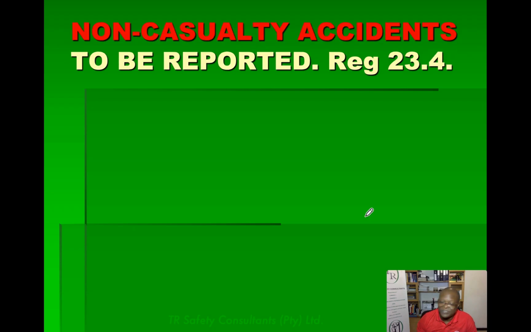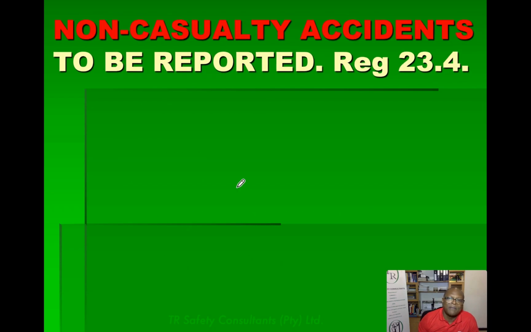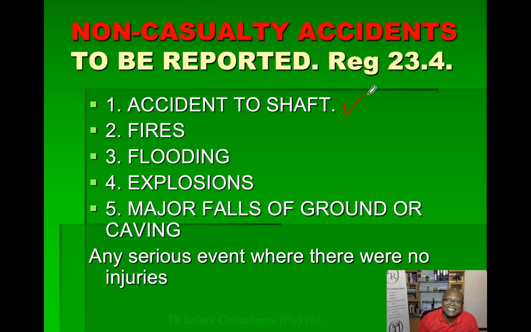Then we look at our non-casualties. They include, amongst others, accidents to shafts, fires, flooding, all these, including also any serious event where there were no injuries. Or, like here, we should put all machinery related are now reportable as well. I hope this covers the bulk of our objectives for this topic.